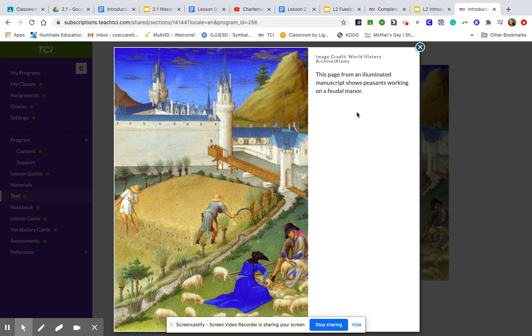Whenever I want to look at a photo, I always ask myself the 5 question words. Who is in the photo? What is happening in the photo? When does this photo seem to be taking place? Where is it taking place? And why would this photo be important? I'll give you a few moments to ask yourselves those questions.